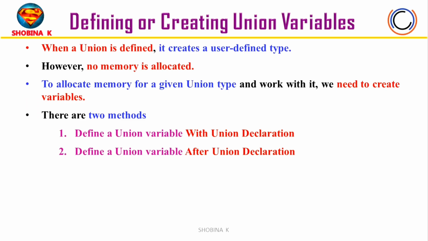When a union is defined, it creates a new user-defined data type. At this point, no memory is allocated. To allocate memory for a union type and work with it, we need to create a variable of that union type. There are 2 ways to define a union variable. First method is defining union variable with declaration. And second method is defining union variable after declaration.